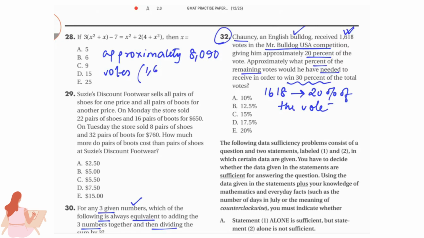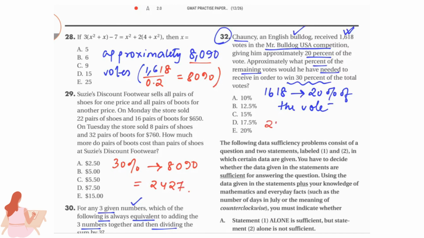So we can say approximately he has received this number of votes, which we have achieved by getting the percentage. So this will be by 0.2. So we will get 8090. Okay. Now 30% of 8090 would actually become 2427.